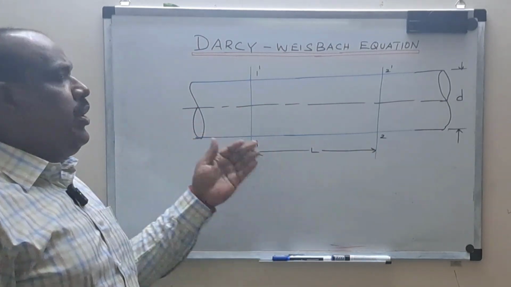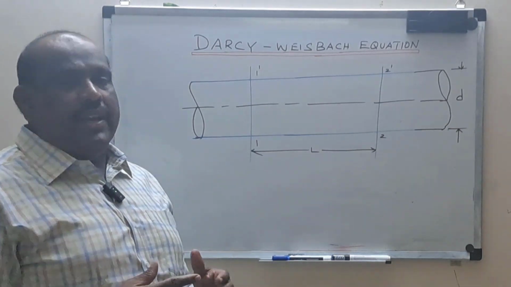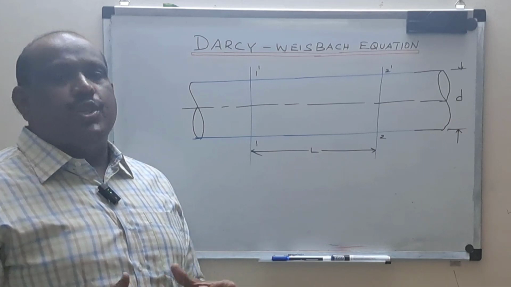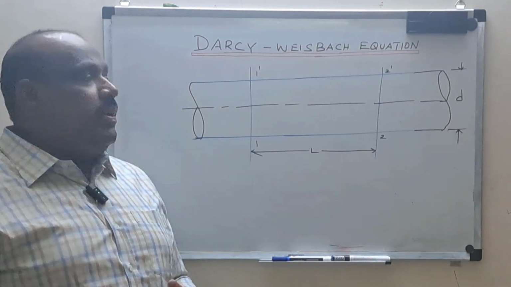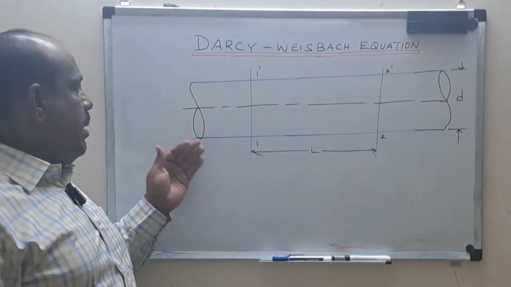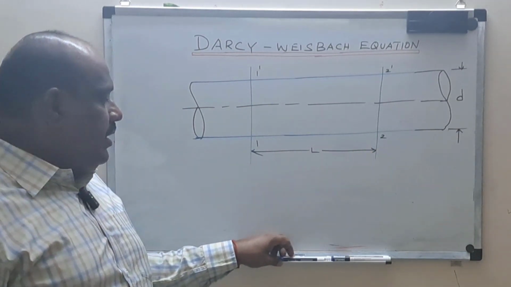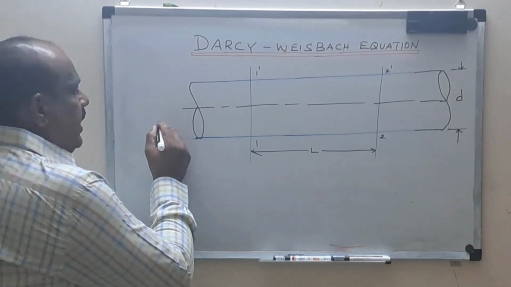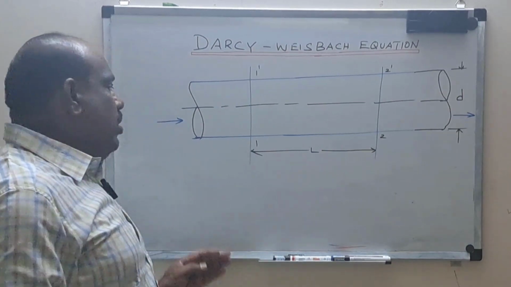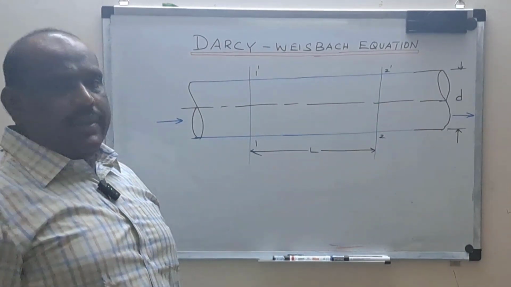Now let us consider a uniform pipe, which means the pipe doesn't have any variation in its diameter. It's of uniform diameter, not like a venturimeter. It has a constant diameter D. The flow is happening from left to right, entering from the left end and leaving like this. So it has the inlet and the outlet in that region.